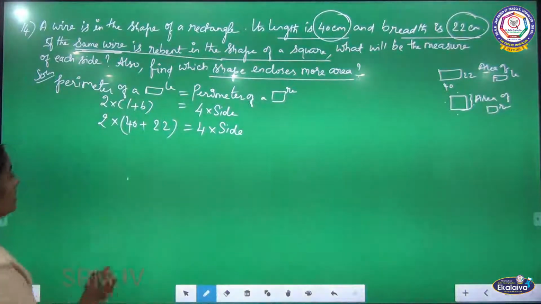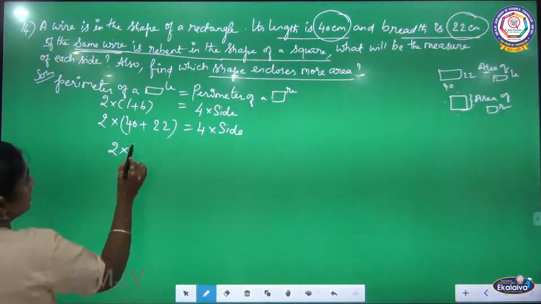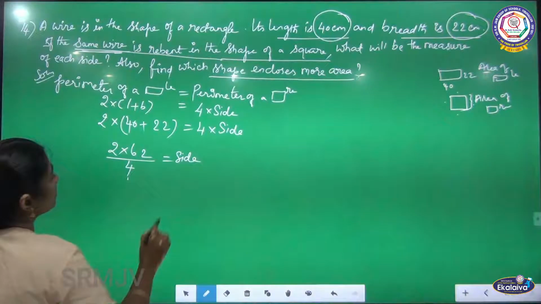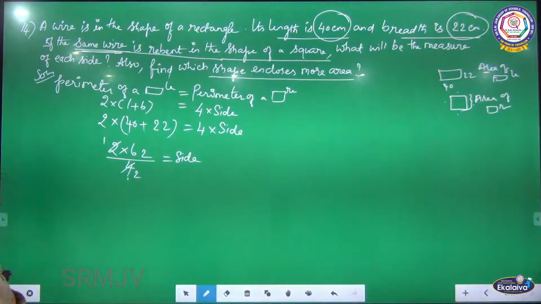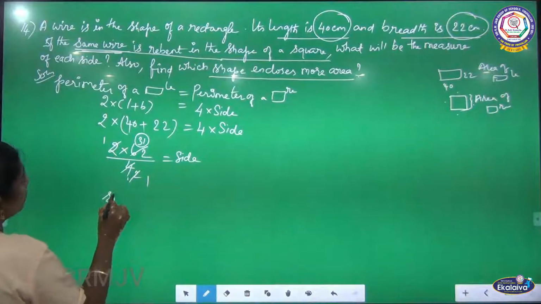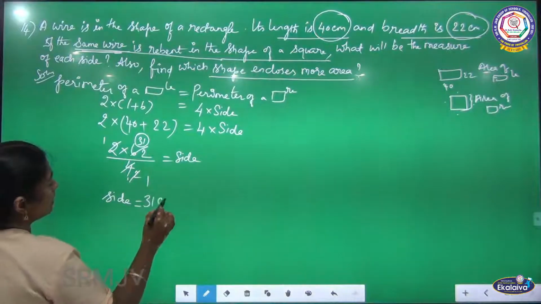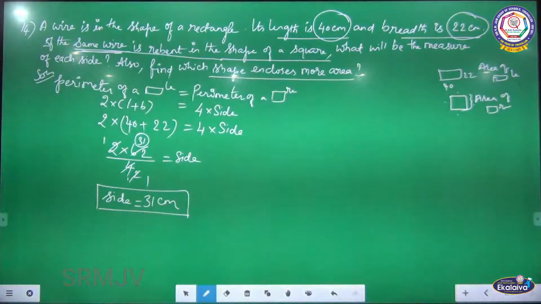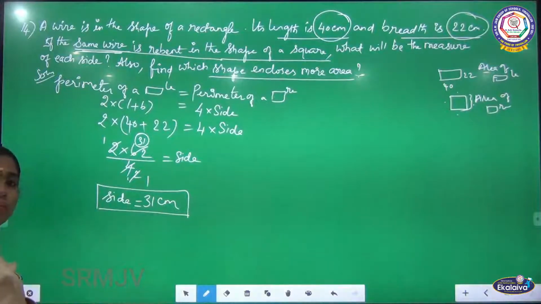Got it? Now simplify this. 2 into (40 plus 22) is what? 62 by 4 is equal to side. Listen, I can cancel this by 2 table. 2 ones are 2, 2 twos are 4. Again 2 ones are 2, 2 thirty-ones are 62. So your side is equal to 31 centimeter. So I have found the square side here. Got it? Now what is it they are asking? Also find which shape encloses more area.